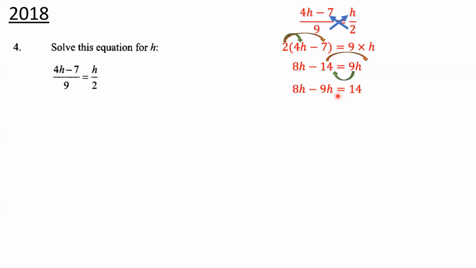Okay, that's great. So we're going to say 8h minus 9h, that's going to be negative 1h is equal to 14. And we know that we could divide both sides by negative 1. And so that negative 1 cancels with this negative 1. So we're left with h equals 14 divided by negative 1, and 14 divided by negative 1 is definitely negative 14. So the answer is h is equal to negative 14. Okay, let's move on to the next question.